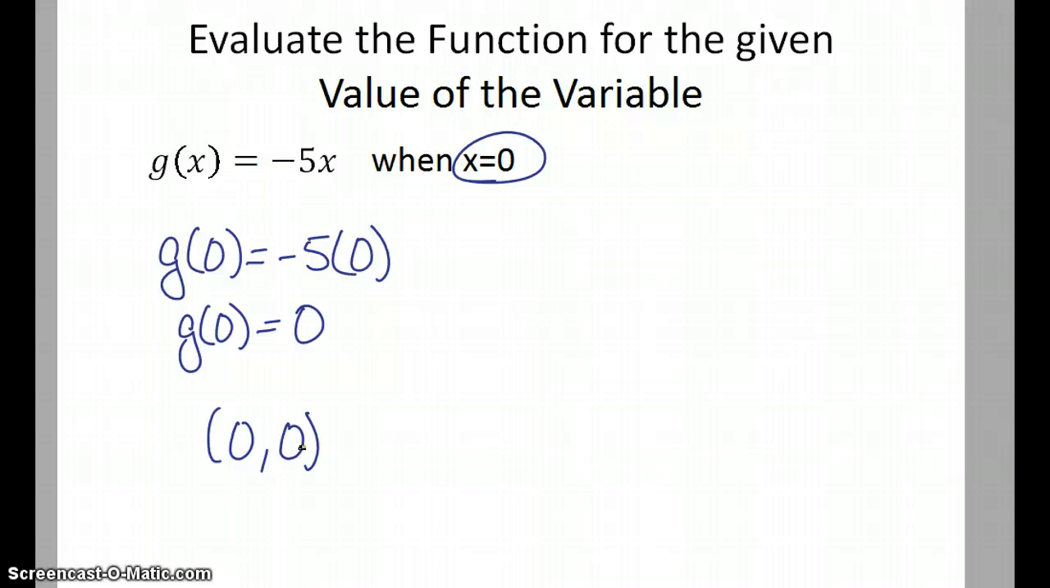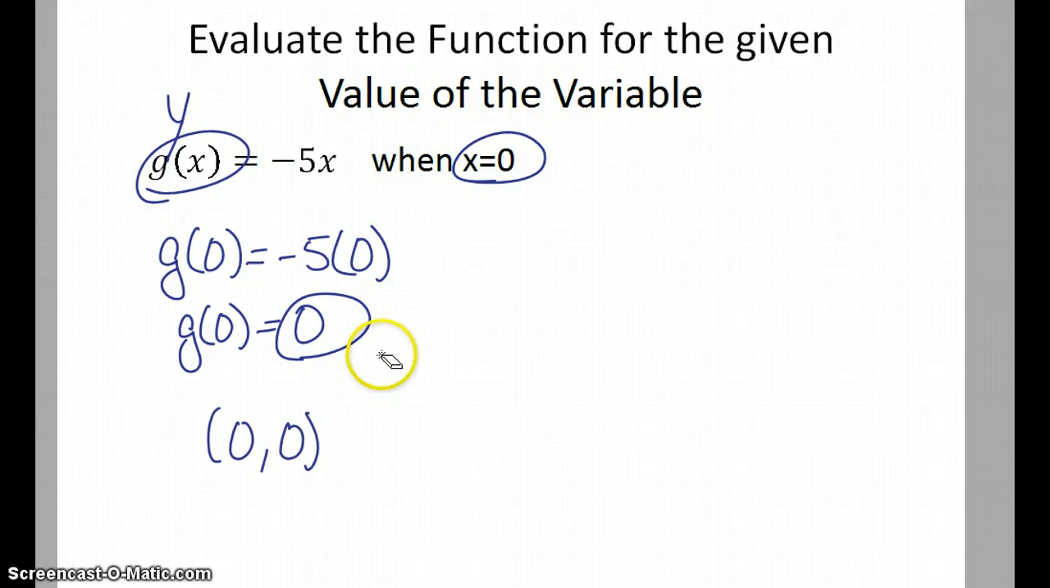Now don't get too caught up in this. G of x, it's a fancy way to say y. My x value is 0. What I get over here is my y value. G evaluated at 0, it's just a label. Just remember it's a label.